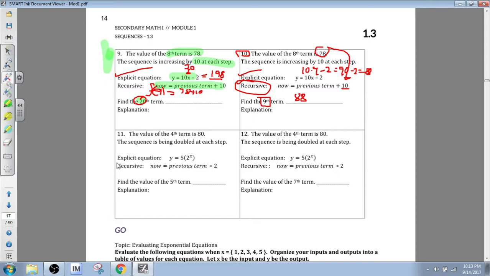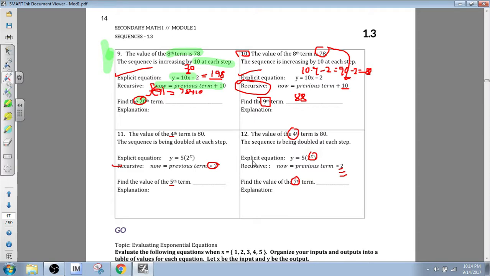So that's what these are asking you. Look at what's going on here. We have the fourth term, we're looking for the fifth term. The recursive will probably be easier. But when we have the fourth term and we're looking for the seventh term, then we're having to multiply it by 2 to get the fifth term, by 2 to get the sixth term, and then finally by 2 to get the seventh term. It might be easier just to plug 7 in for that x and hit enter on your calculator.